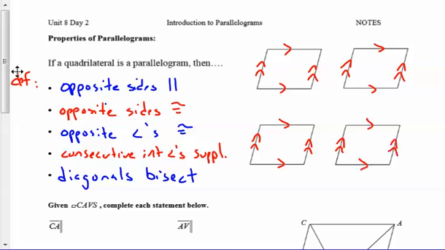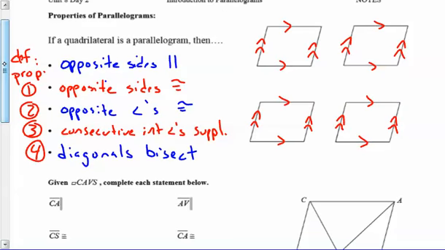Now this would be a quick video, so you might want to pause the video while you copy down these properties here. There are 4 properties, 1, 2, 3, and 4. So you need to have those copied down, and we'll explore each property with the diagrams over here. Property 1, opposite sides are congruent. So if this is a parallelogram, then these 2 sides would be the same, and these 2 sides would be the same. Property 1.